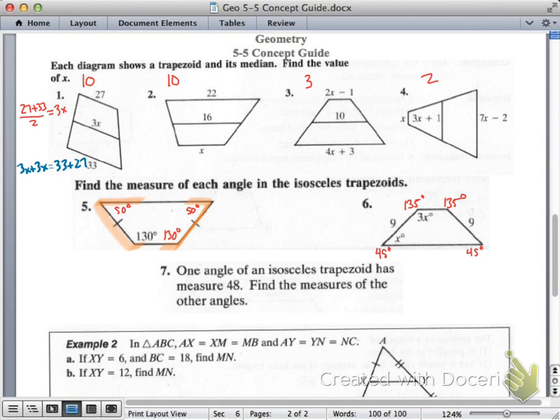Here are the answers. Hopefully you got them right. If you didn't, see if you can figure out your mistake, or be prepared to ask a question. Now, how'd you do on number 7 down there?